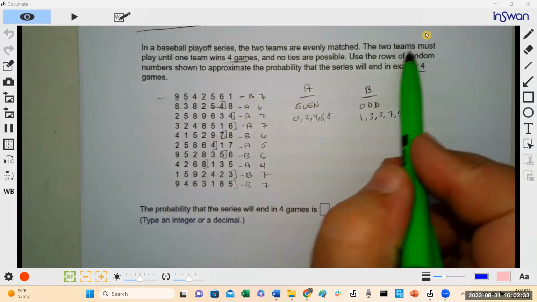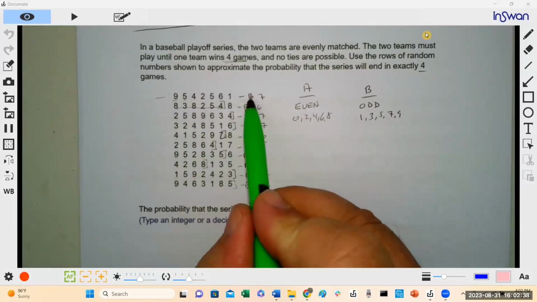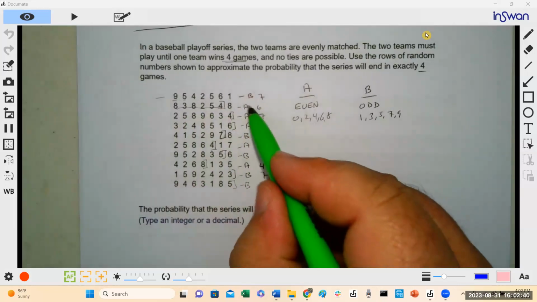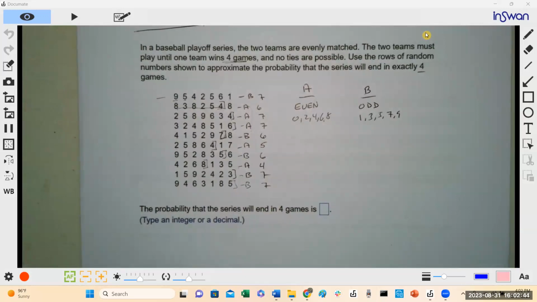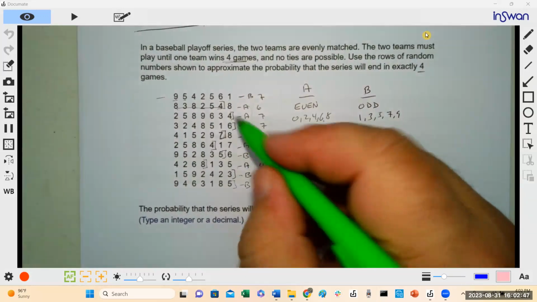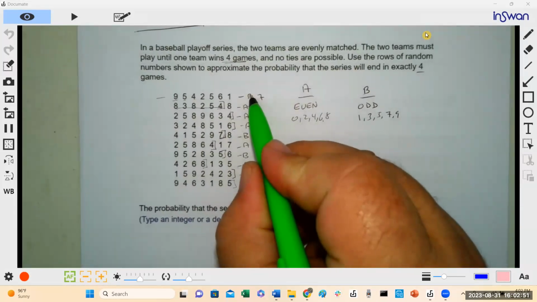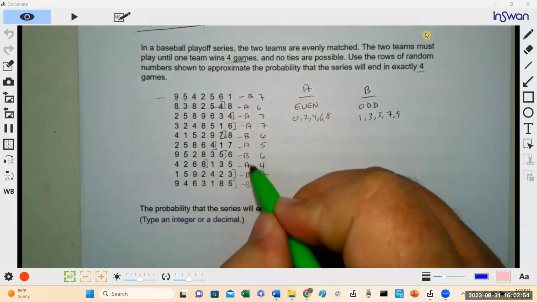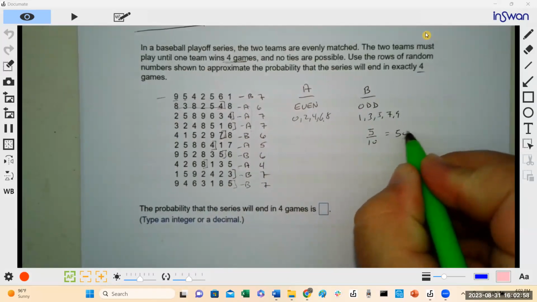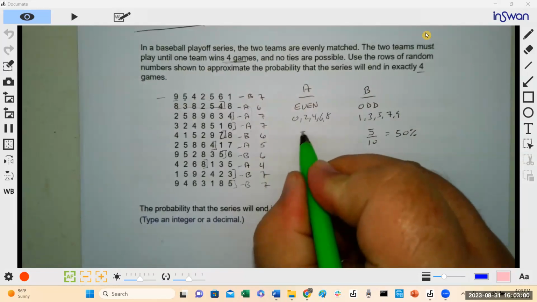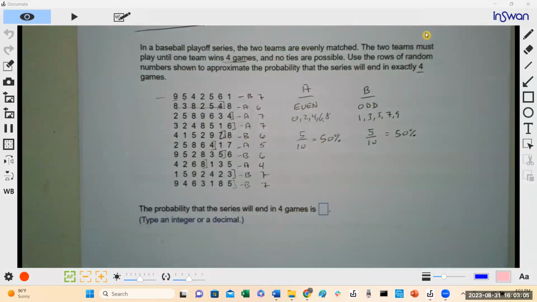So I said, a team must win 4 games to win. So they won this series. B won the first series. A won the next 3 series. Then B, then A, then B, A, B, B. Out of the whole set, there's 1, 2, 3, 4, 5, 6, 7, 8, 9, 10. B won 1, 2, 3, 4, 5. 5 out of 10, which is 50%. That means A won 5 out of 10. They also won 50% of the series.